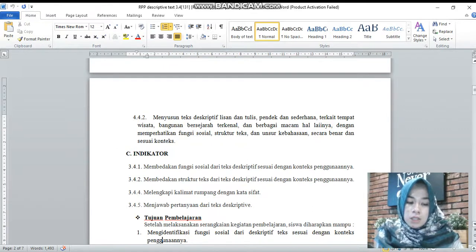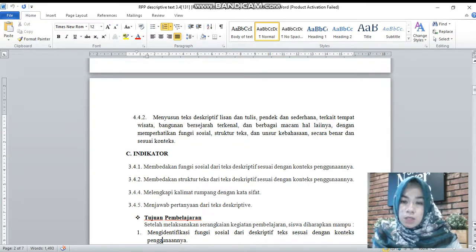The social function of descriptive text is to describe a particular person, place, or thing, or to say what a person, thing, or place looks like. And here we also ask our students to make a descriptive text, for example. The next indicator is membedakan struktur teks dari teks deskriptif sesuai dengan konteks penggunaannya. So here there are two types of structure in descriptive text, or the generic structure of descriptive text. They are identification and description.